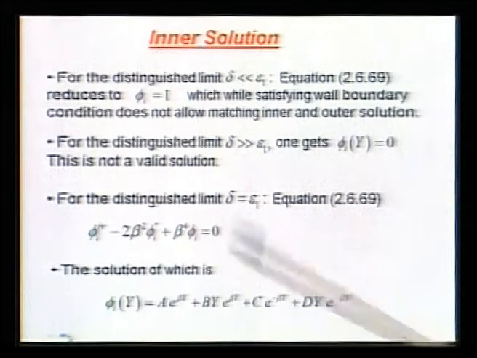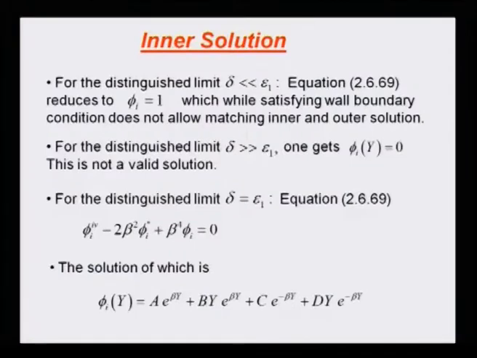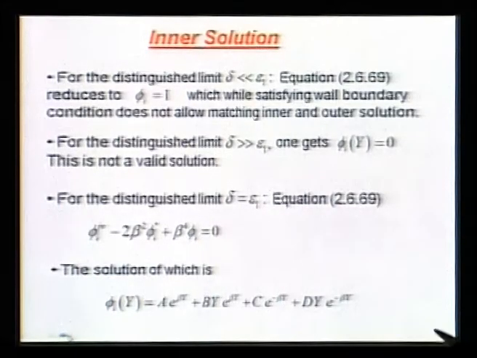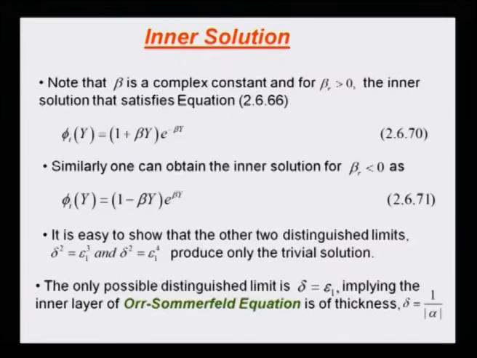And now you can see that you have repeated roots, isn't it? You have repeated roots plus beta and minus beta as a characteristic exponent. So one of the solution would be A e to the power beta y. The second one would be B y into e to the power beta y. Then the third solution is C e to the power minus beta y and this. And now you have these 4 constants, capital A, B, C, D, and you can fix those by satisfying the boundary conditions, those boundary conditions that we talked about.